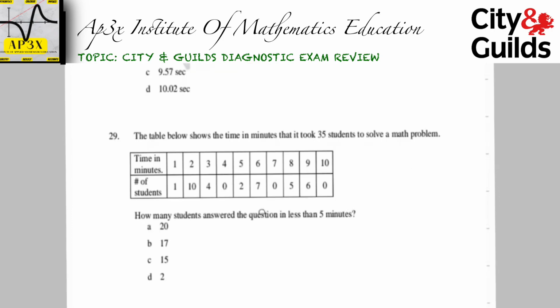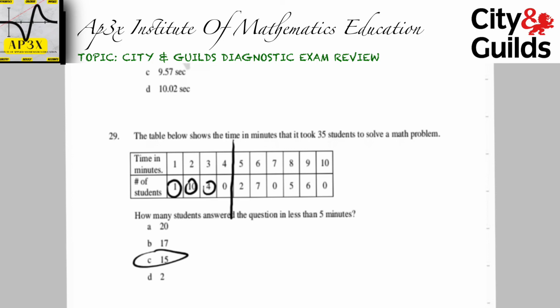How many students answered the question in less than 5 minutes? So less than 5 minutes, less than 5, we would have to pretty much part it here. Less than 5 minutes. We can't include 5 minutes. It says less than 5, so part it off here and count 1 plus 10 is 11 plus 4 is 15. So that's 15 students there.